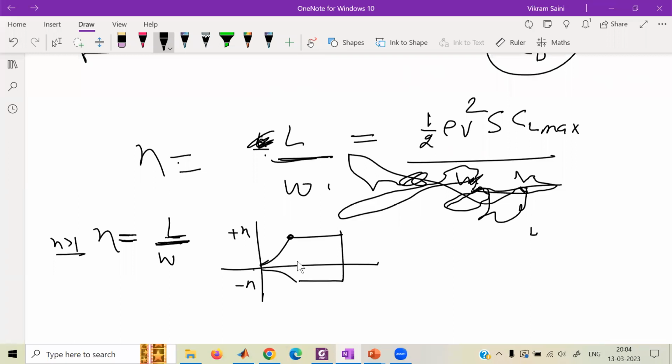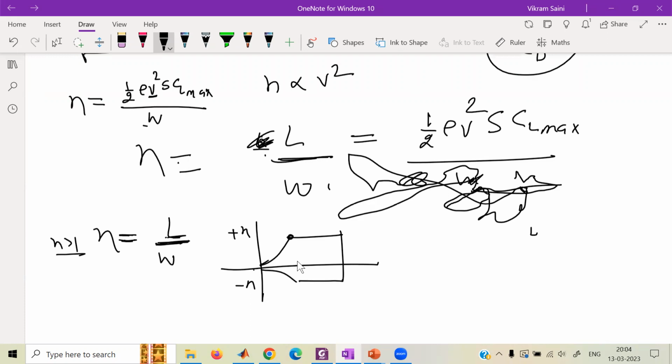To make this part, use this formula: n is equal to half of rho v square S CL max. Remember, we have to take CL max always divided by the weight. Now what is happening here is you keep increasing velocity. Your weight is fixed, your surface area is fixed, CL max is fixed. So n is turning out to be proportional to v square. So it's a quadratic here.